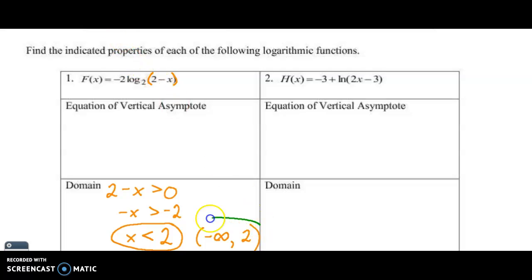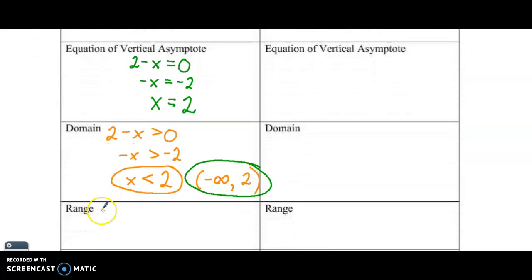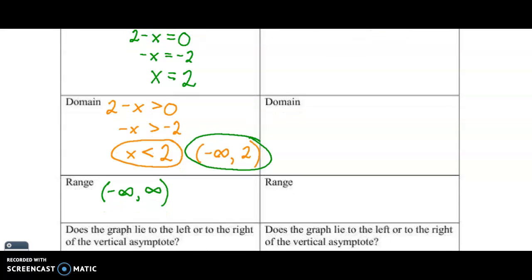Maybe I'll circle with a different color. So without doing the equation of the vertical asymptote, I already know that the vertical asymptote will be x equals 2. Now, if you don't believe me, do what the note said, which was set the argument equal to 0, and you would have the same work. The only thing is you don't have to consider that dividing by a negative does not flip anything for the equation of the vertical asymptote. Now, the range should be very easy for you. It's always all reals. We can get positive and negative answers.